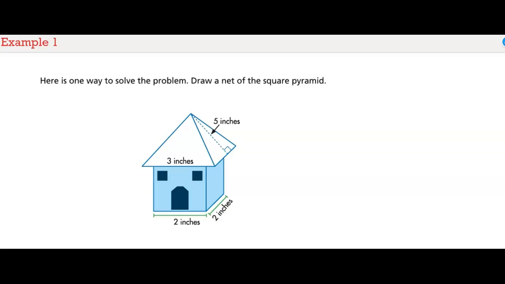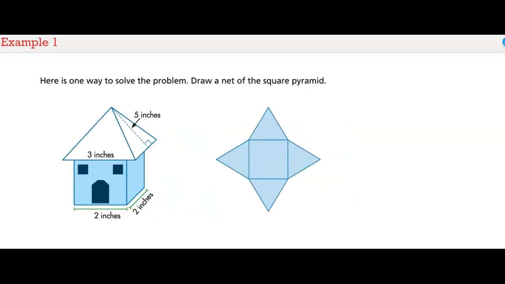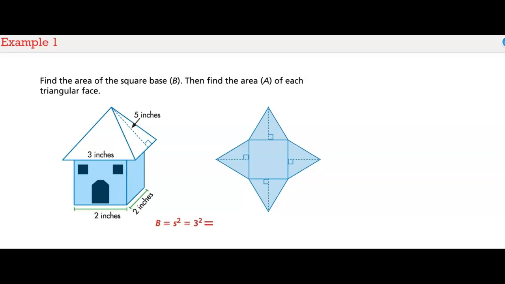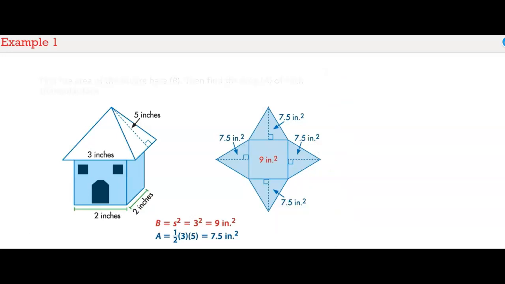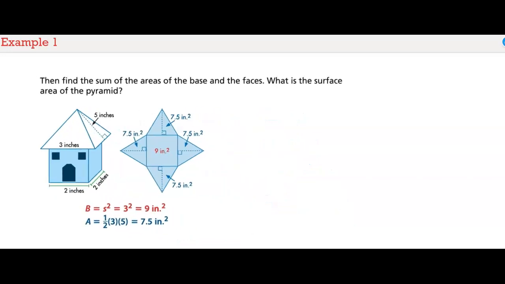Here is one way to solve the problem. Draw a net of the square pyramid. Find the area of the square base, B. Then find the area, A, of each triangular face. Then find the sum of the areas of the base and the faces.